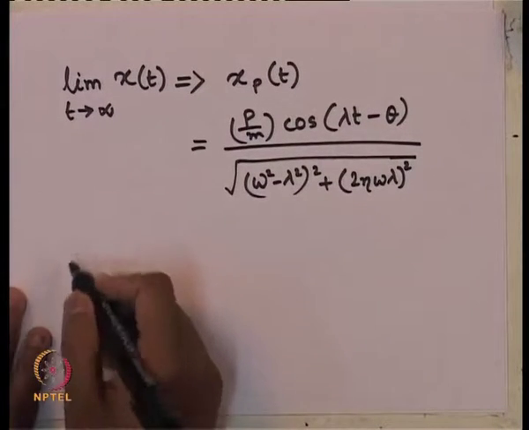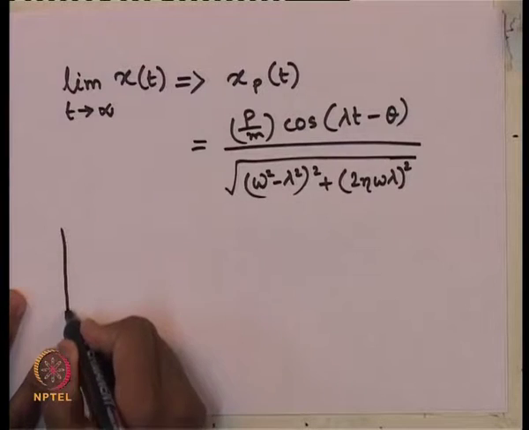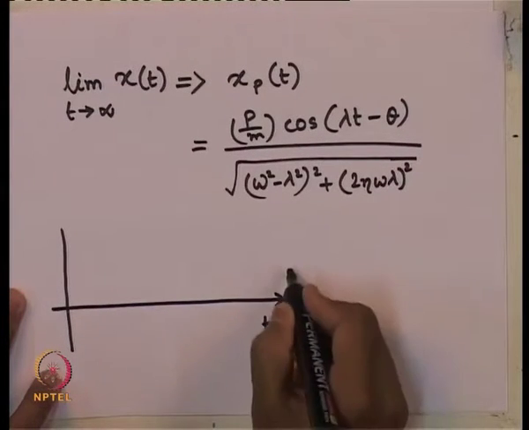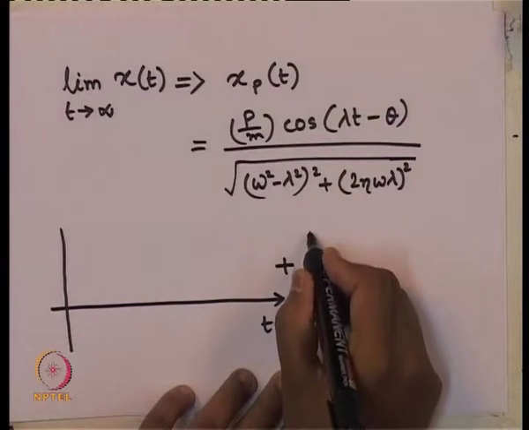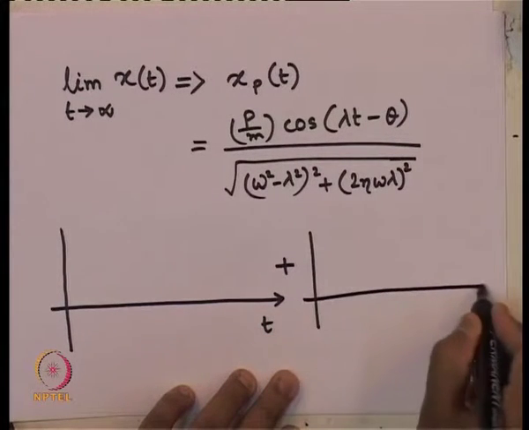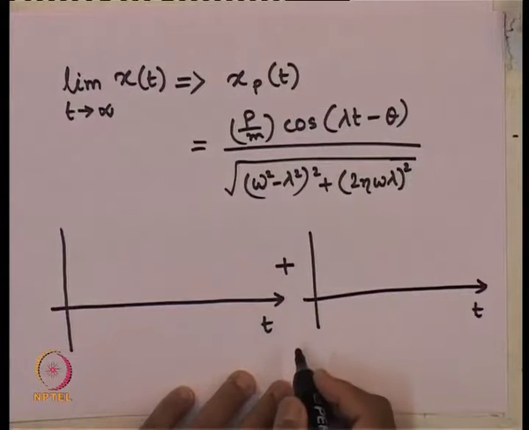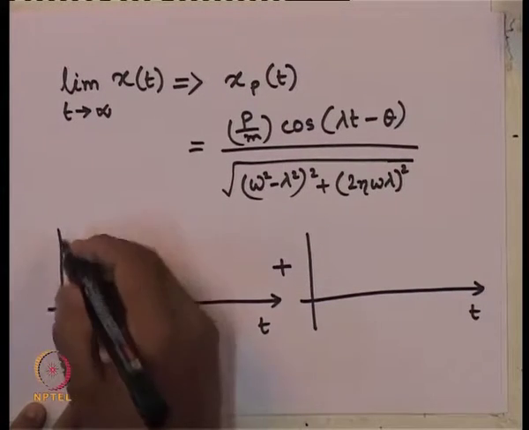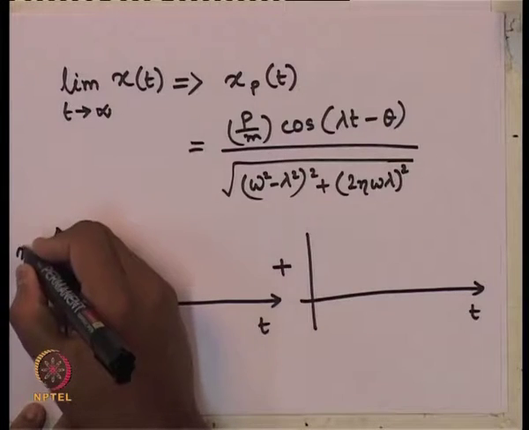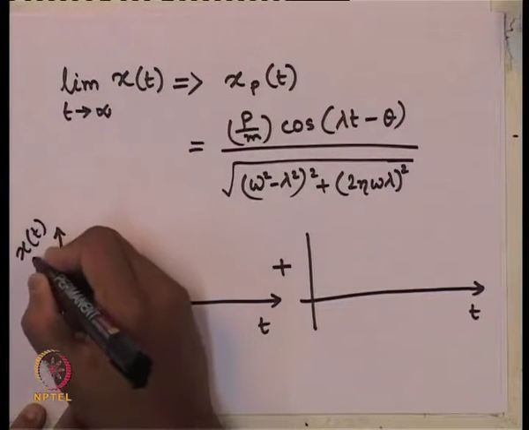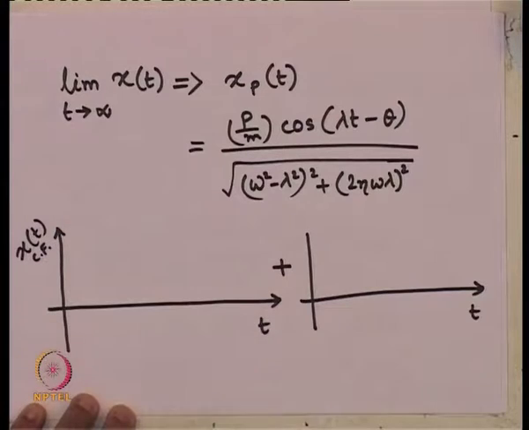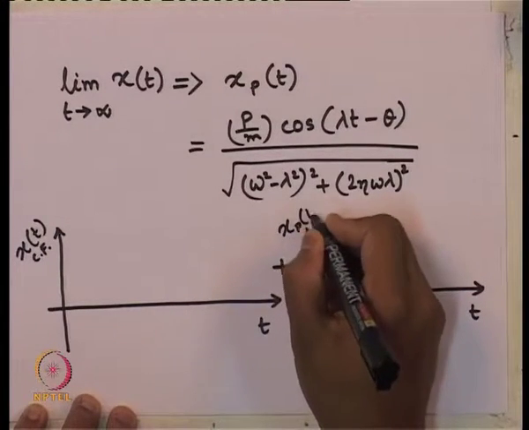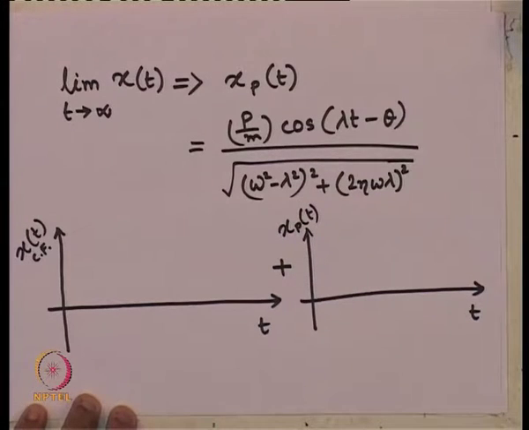As I said, the total solution has two components, which I am describing just now. I am drawing them separately and then we will combine them, so I am putting this plus sign here. In this axis I am drawing x of t, the complementary function only, and in this axis I am drawing x p of t, the particular integral part.